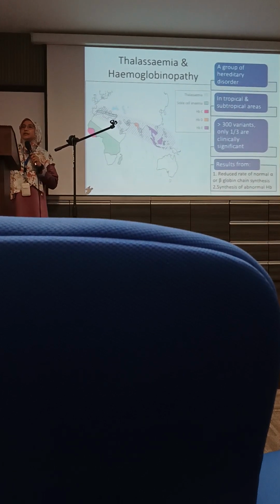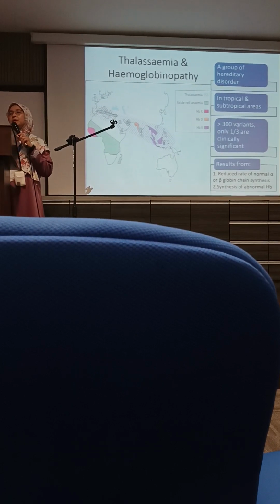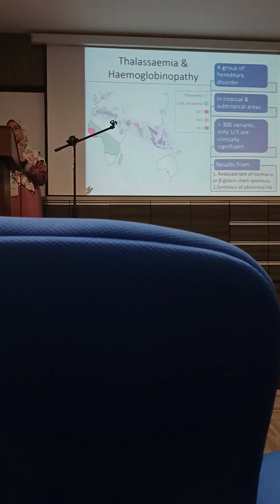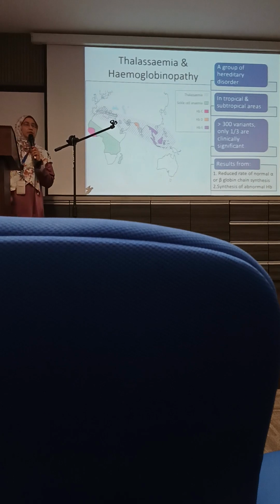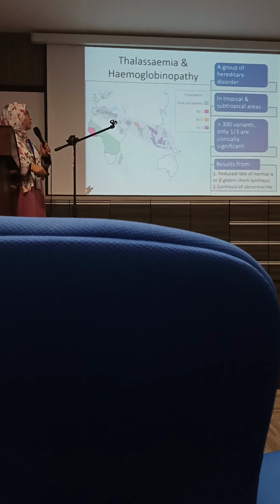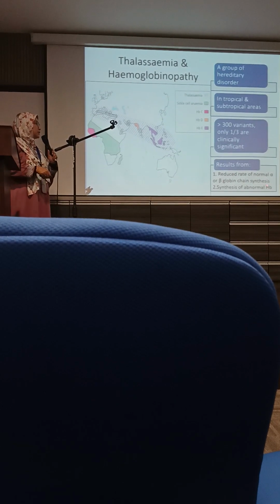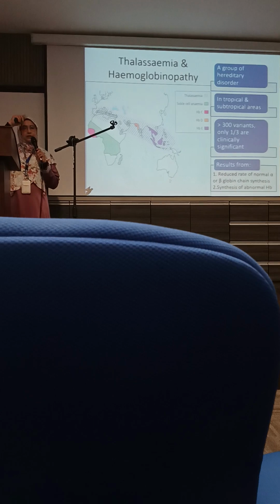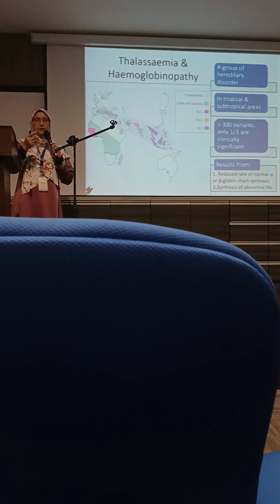So it is a group of hereditary disorders and commonly seen in tropical and subtropical countries. You have a lot of variants but only about 1/3 are clinically significant. This results from a reduced rate of normal alpha or beta globin chain synthesis, or synthesis of abnormal hemoglobin. It's either the amount is low or the structure is abnormal.